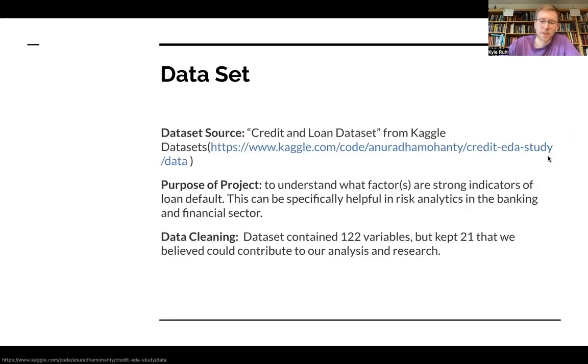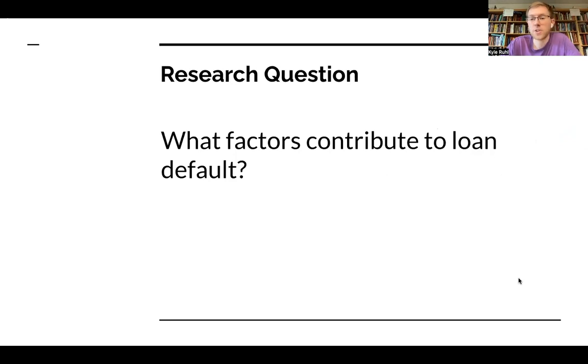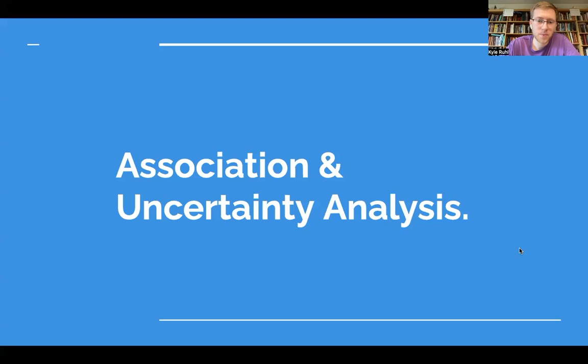So a bit of background on our data set. Our data set was from Kaggle, called Credit and Loan Dataset. It contained 122 variables, but we kept 21 that we believed to contribute to our analysis and research. The purpose of this Kaggle dataset was to understand what factors are strong indicators of loan default, which is specifically helpful in risk analysis in the banking and financial sectors. So the overarching research question here is, which factors contribute to loan default?